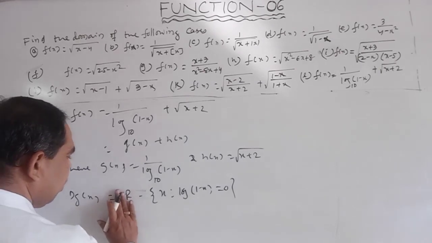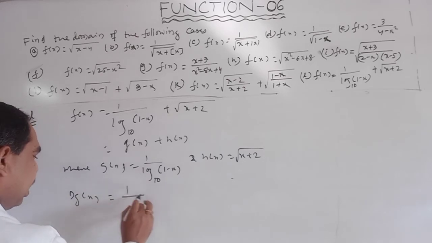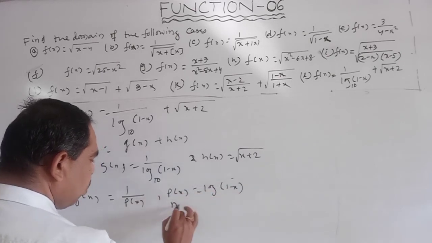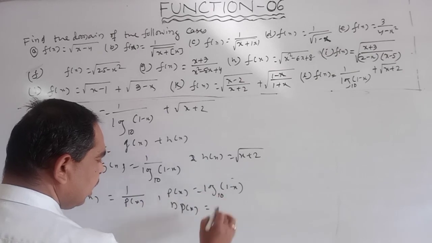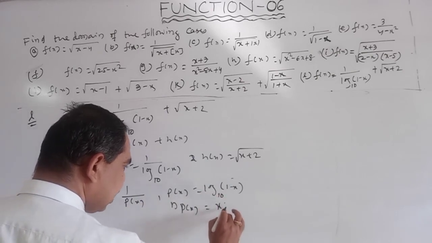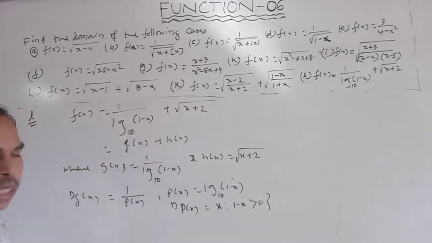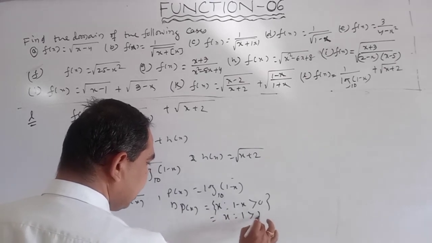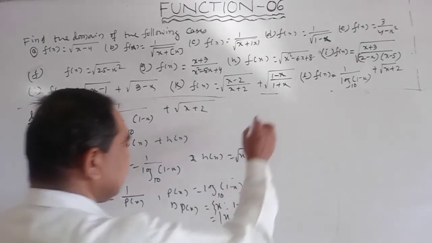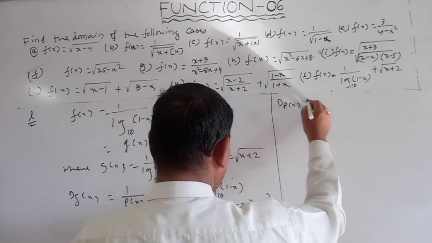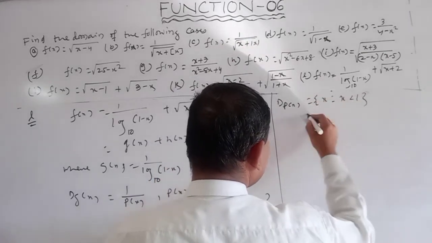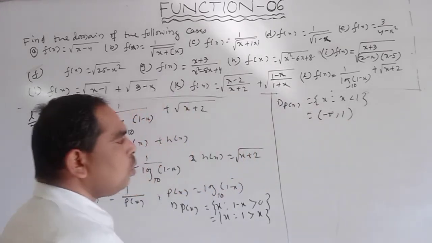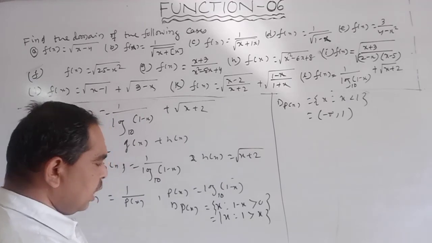Sorry, let me carry this out another way. So suppose this is 1 by p of x. So p of x is equal to what? Log of 1 minus x. So domain of p(x), the log function is given, so this is x such that 1 minus x greater than 0. Okay, so this is x such that 1 greater than x. So domain of p(x) is x such that x is less than 1. That means this is minus infinity to 1.